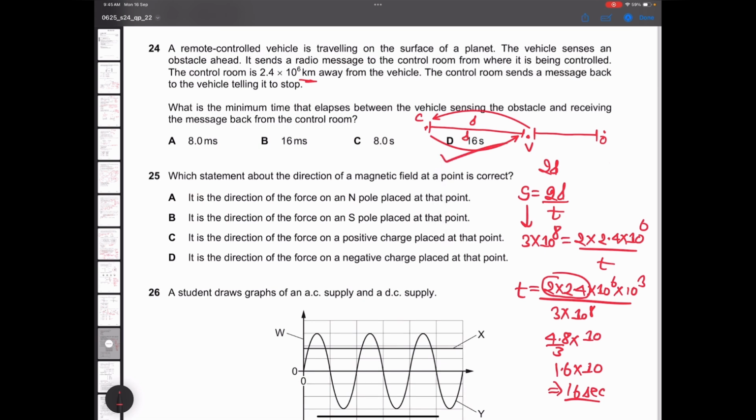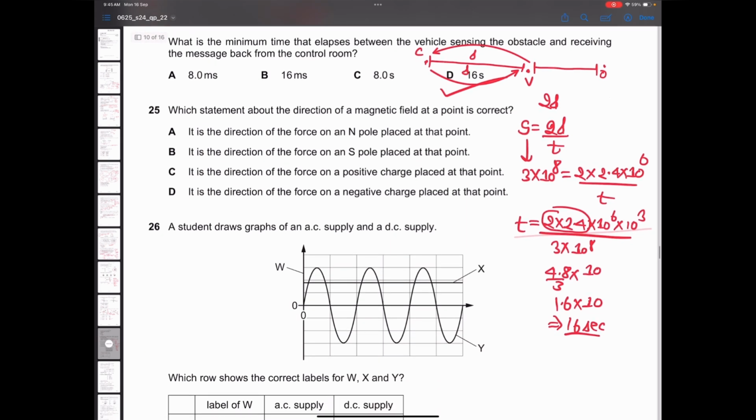Remember one point here, that the distance is given in kilometers and the speed of radio waves is 3 into 10 to the power 8 meters per second. So you have to do the conversion. I converted kilometer into meter by multiplying the value with 10 to the power 3, as 1 kilometer is 10 to the power 3 meters. Okay. So question 24 we have done. The answer will be D.